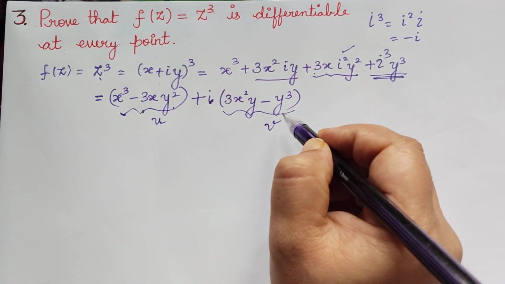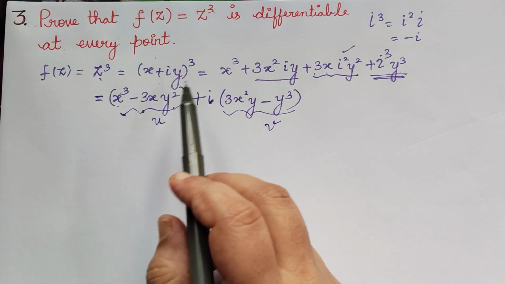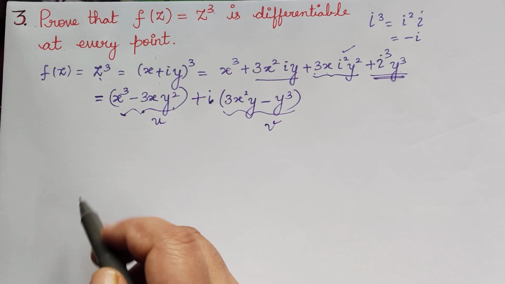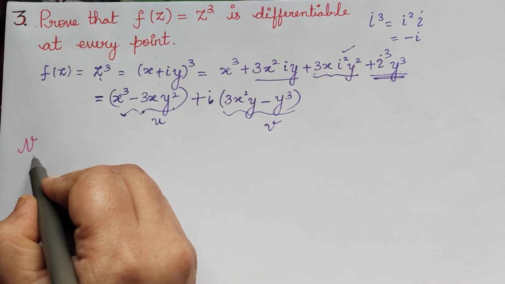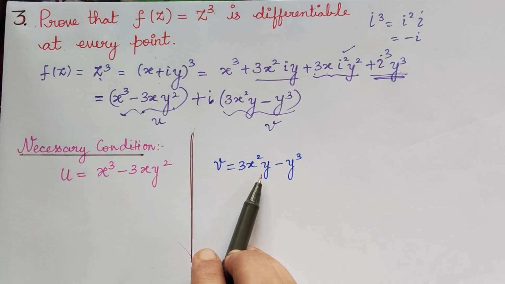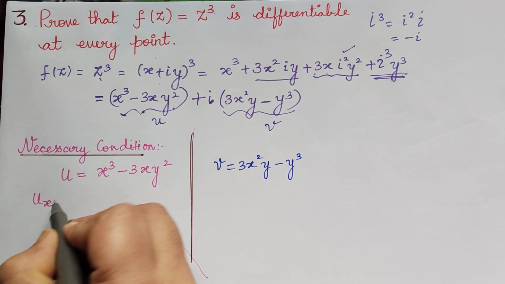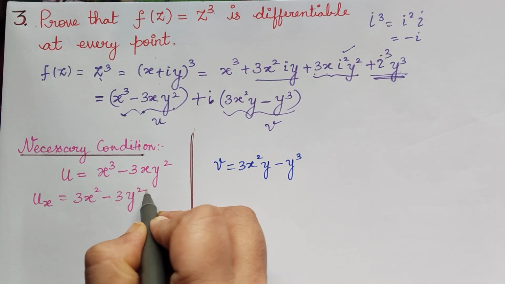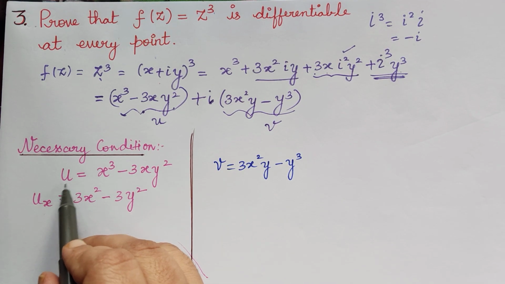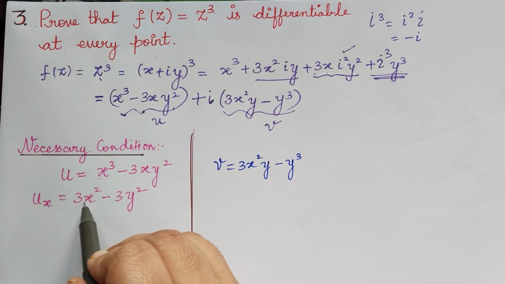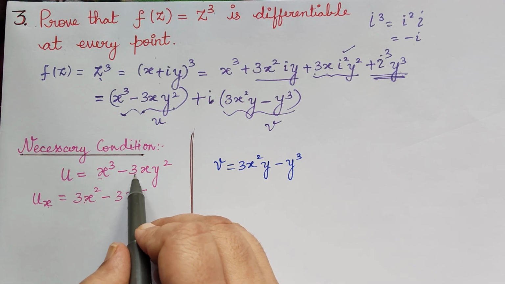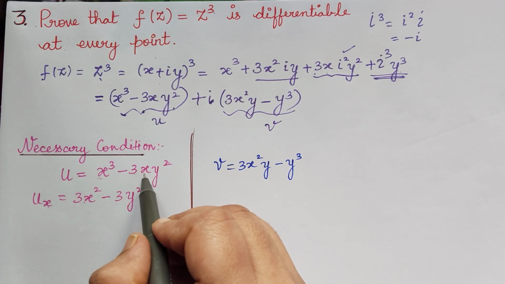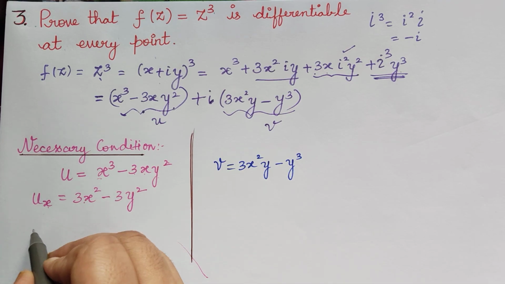Now in order to check the differentiability at every point, we have to show that the function satisfies the necessary condition and the sufficient condition as well. So first we will check the necessary condition. I have separated the real part and imaginary part. So we will find ux, which is equal to 3x square minus 3y square. This is because we are differentiating partially with respect to x. Differentiation of x cube is 3x square, and in 3xy square, y square will be constant, so it comes as it is. 3 also comes as it is. Differentiation of x is 1. That is how we got this.